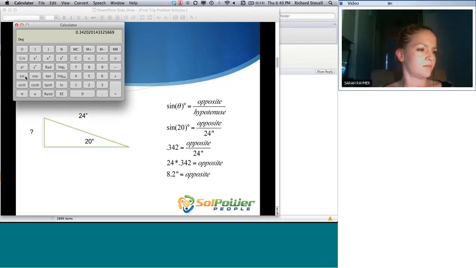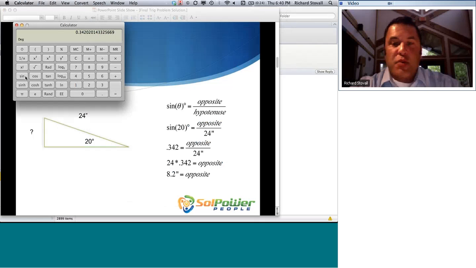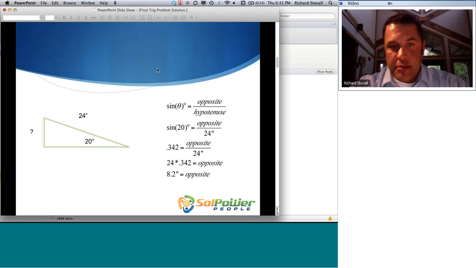And using algebra to move things around, 24 over 1 multiplied by both sides means 24 times 0.342 means that opposite side, this height on the back side of this triangle, is 8.2 inches. That is step one. Okay?